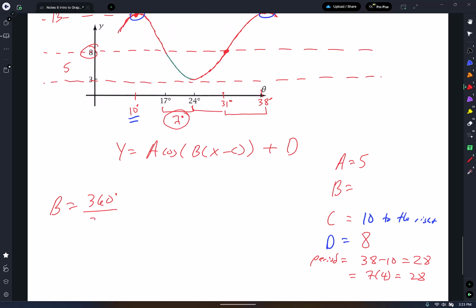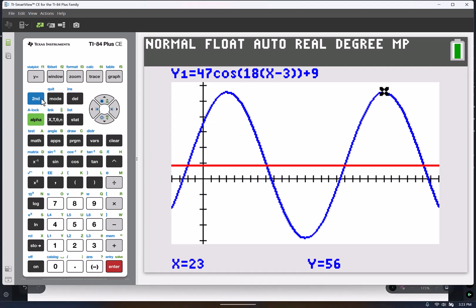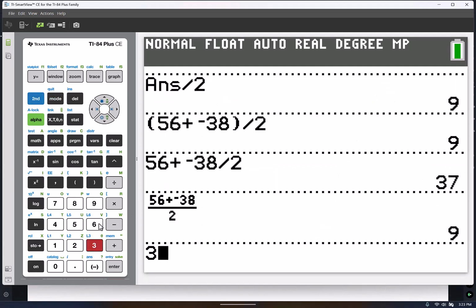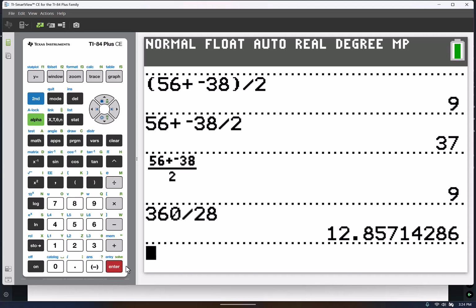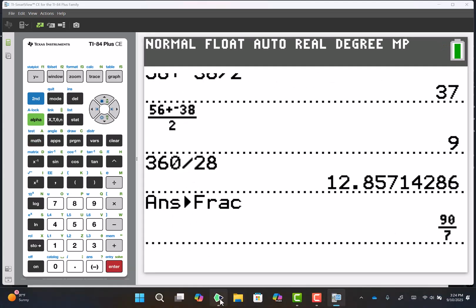So 360 divided by 28. I don't think that's going to go in there pretty. So I'm going to take my calculator and type in 360 divided by 28. And then I'm going to tell my calculator to give me a fraction. I get this long decimal. It goes on forever. Just tell the calculator, guys. Math, frac, enter. And there it is, 90 over 7.